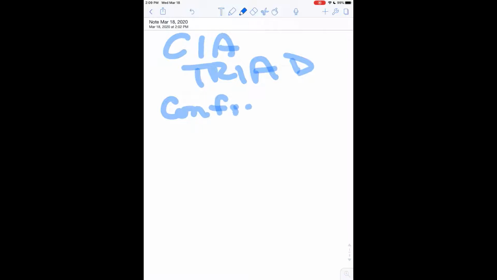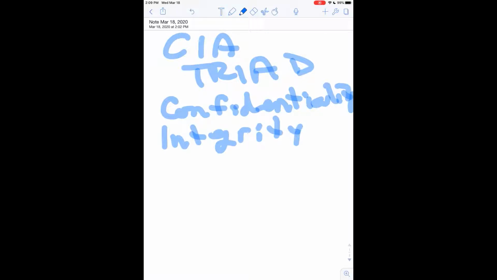For those of you who may take the Security Plus exam later, or if you go off into other certifications, you're going to find another industry standard called the CIA Triad. And the CIA Triad is broken into three areas: confidentiality, integrity, and availability.